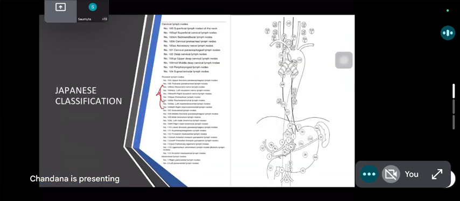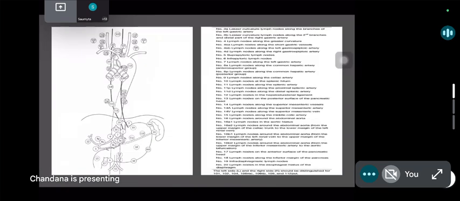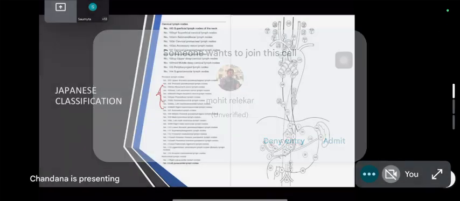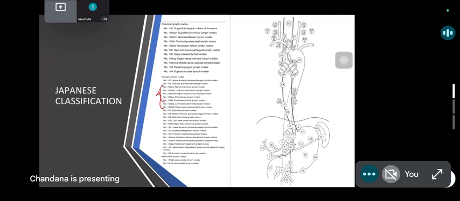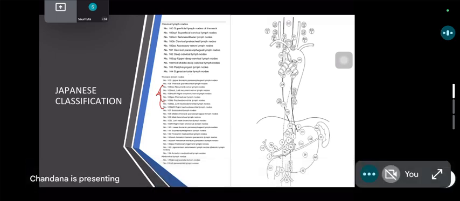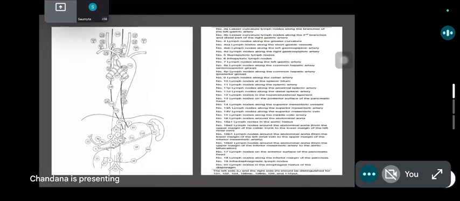Okay, we'll come to this Japanese classification. In this we can see they are classified into cervical lymph nodes, thoracic lymph nodes, and abdominal lymph nodes below. The continuation is there in the next slide. So cervical lymph nodes are 100 to 104. 100 is superficial lymph nodes of the neck. In detail I am not going because I can't write in exams. You guys can do it. And thoracic lymph nodes are 105 to 114, and abdominal lymph nodes range from 1 to 20.